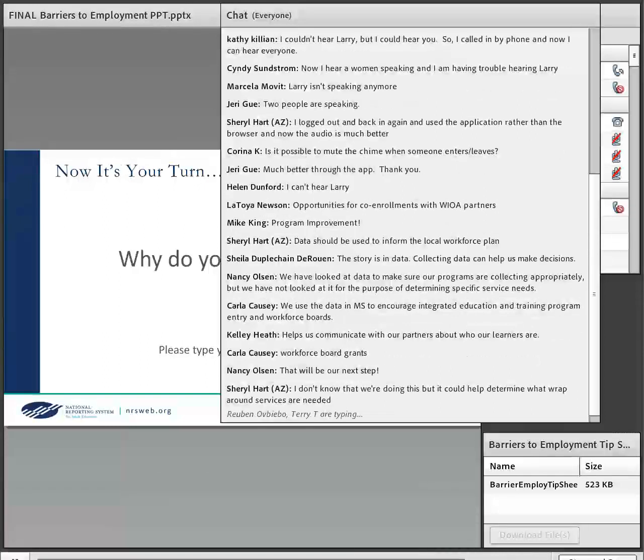Great. Well, I'm so excited to hear about all these great ways that you're using your data and how you see the value in that. I think that it's been very important, especially under WIOA, to help make those connections and see who is perhaps not getting served as well as they could be.